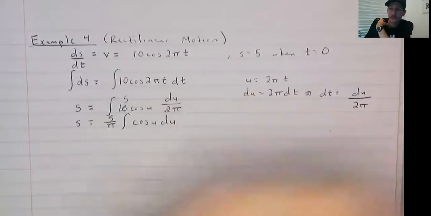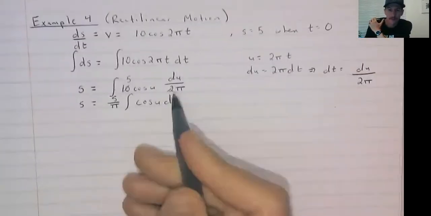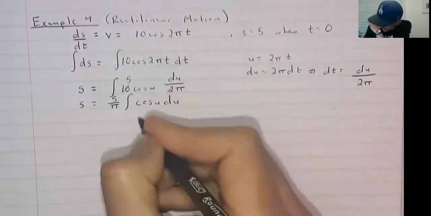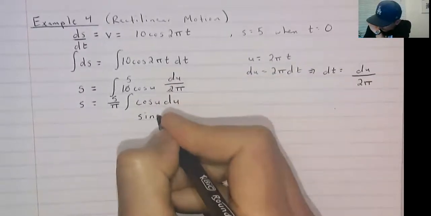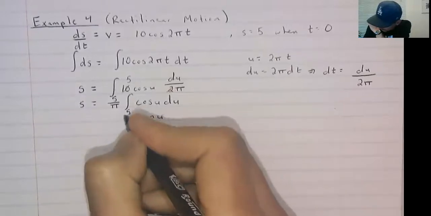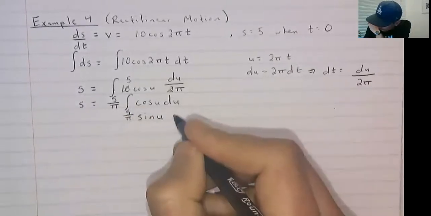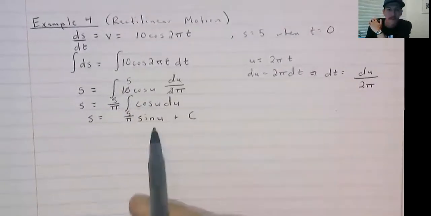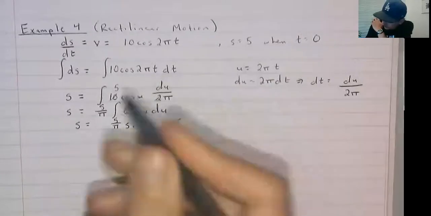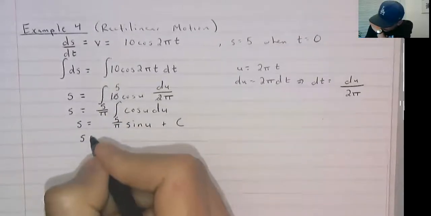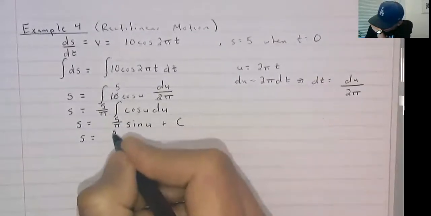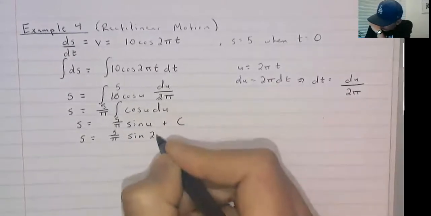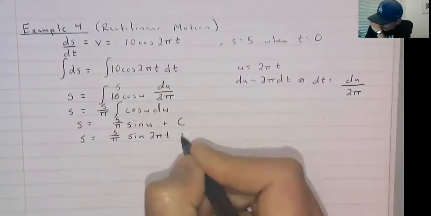Okay, so now we can do this integral without worrying about the chain rule, because cosine of u du, the antiderivative of that, is simply the sine of u times this constant out front plus c, and then subbing back in for u, the position is 5 over pi times the sine of 2 pi t plus c.